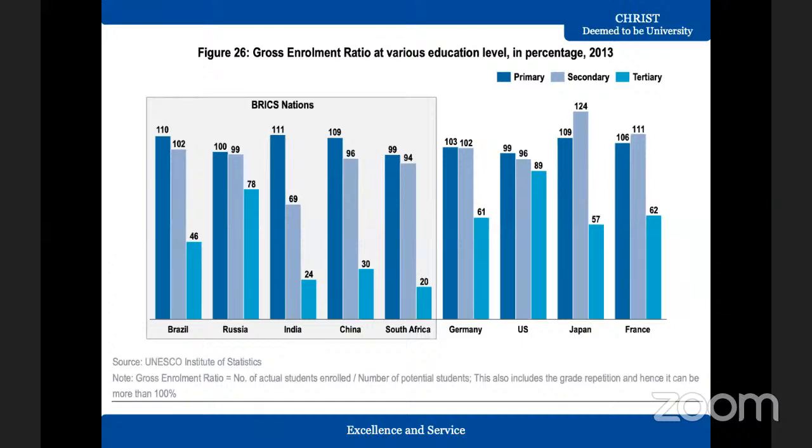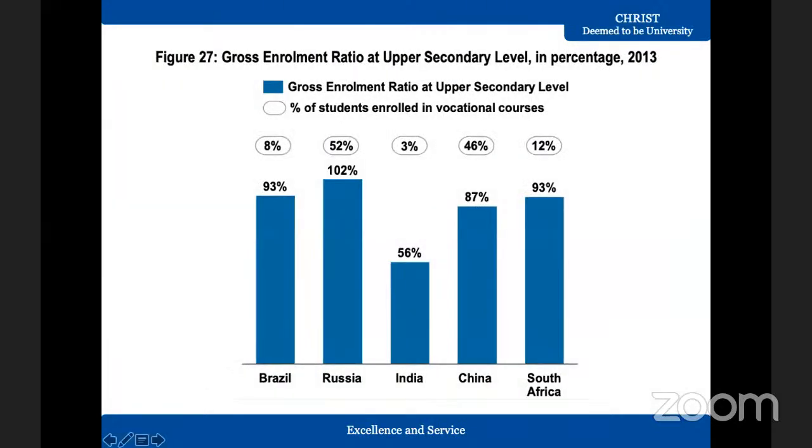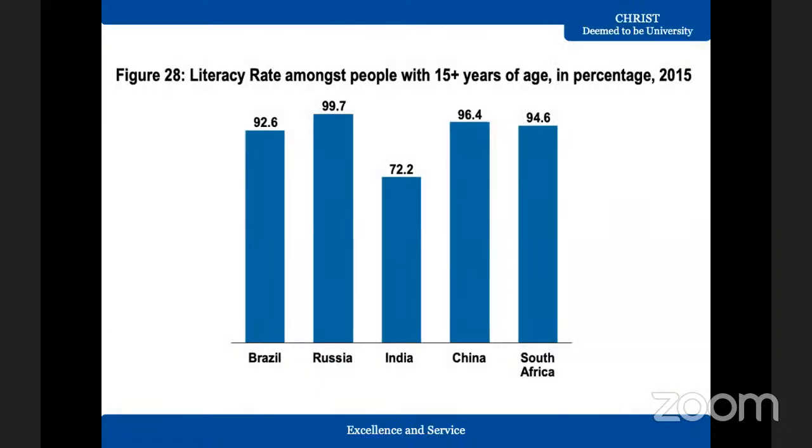So this is another graph that shows the gross enrollment ratio in different educational levels, right? When you see here, India has only 3% gross enrollment ratio at the upper secondary level. I have taken very old data; I tried to get recent data but could not get it. So when compared with Brazil, Russia, India is just 3%.